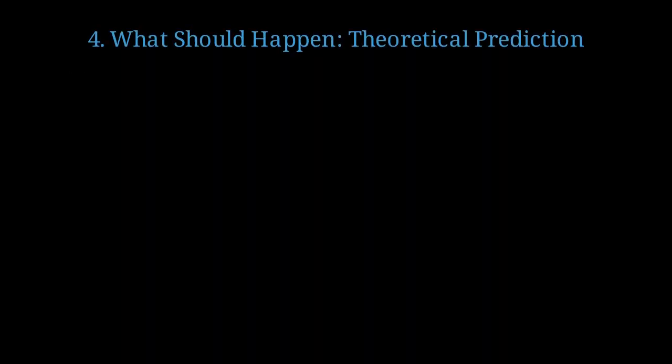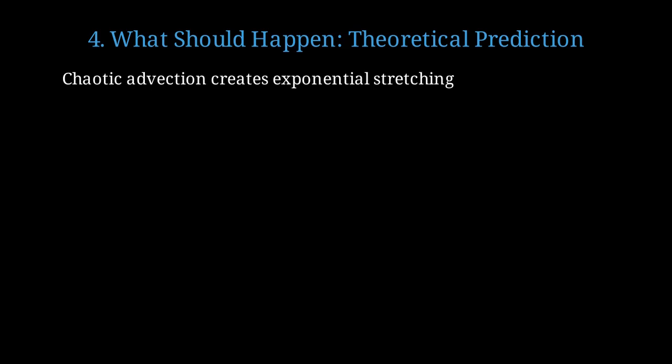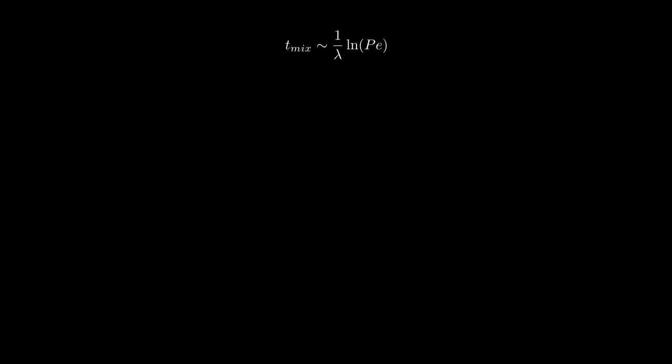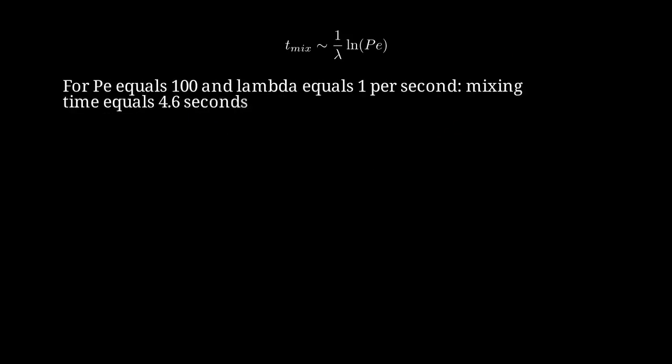Let's see what should happen. In chaotic flow, nearby fluid elements separate exponentially fast, characterized by the Lyapunov exponent. The Lyapunov exponent lambda equals 1 over time times the natural log of final separation divided by initial separation. Separation grows exponentially with time, meaning fluid interfaces stretch exponentially, thinning concentration gradients rapidly. The mixing time should scale as 1 over lambda times the natural log of Péclet number. For Péclet 100 and Lyapunov exponent 1 per second, we expect mixing in about 4.6 seconds.